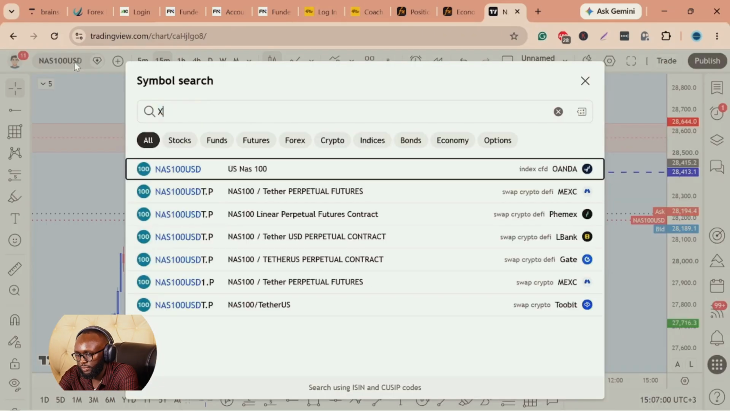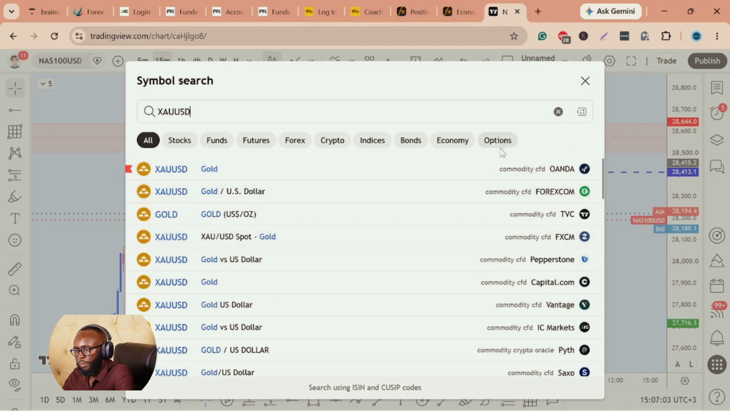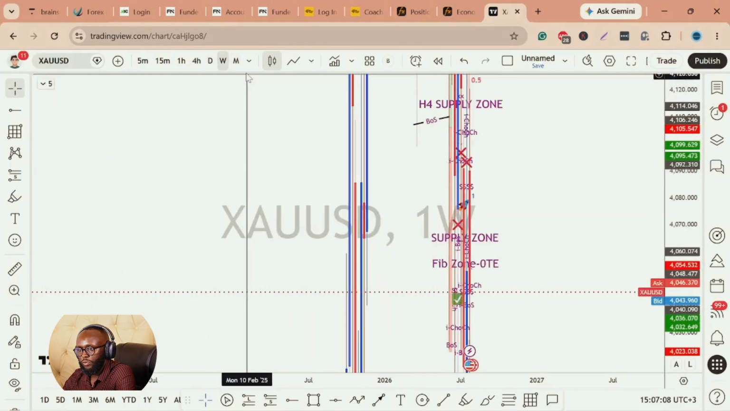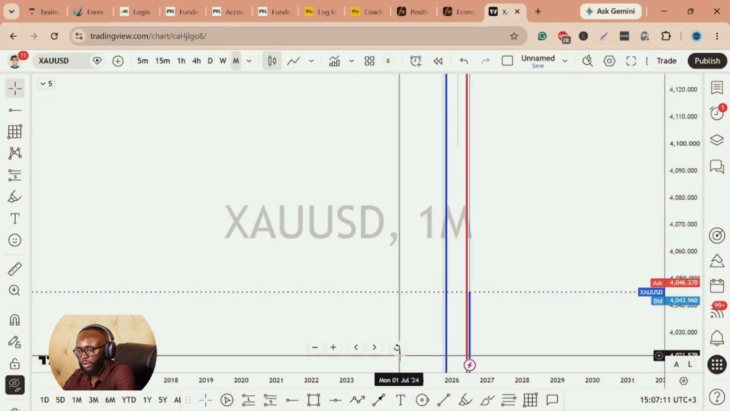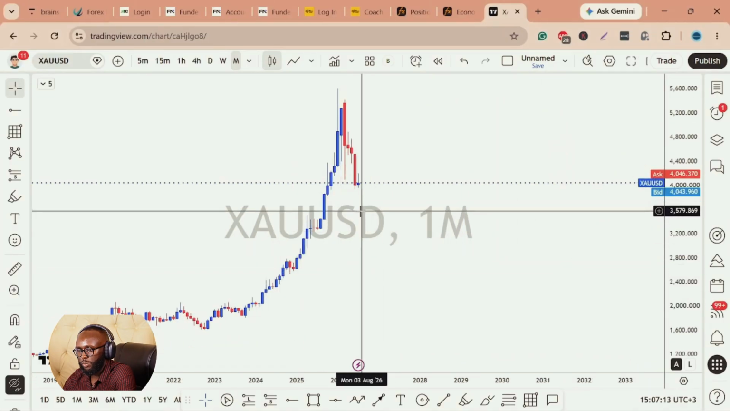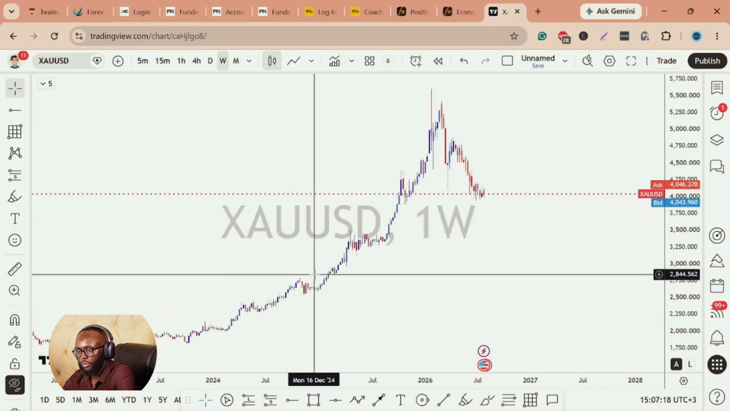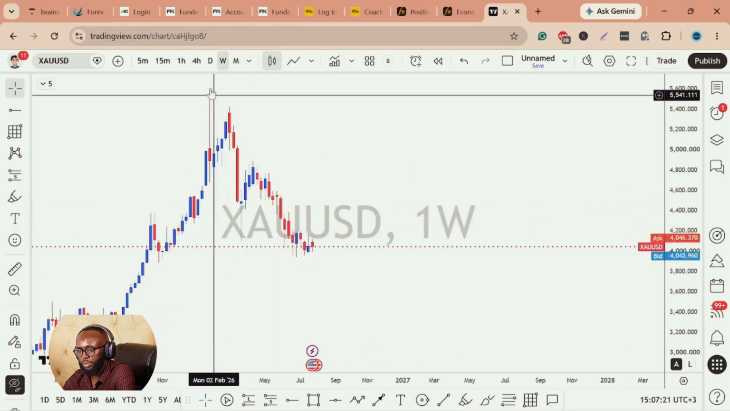Now let's look at gold. Now, gold from the monthly time frame overall, price has been pushing lower. We've been very bearish on gold. From the weekly time frame, also very bearish.